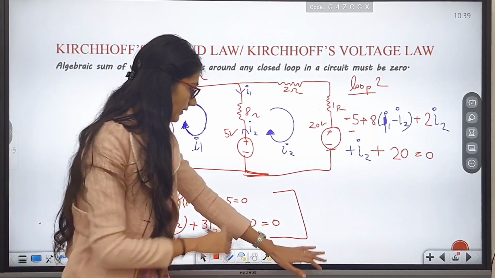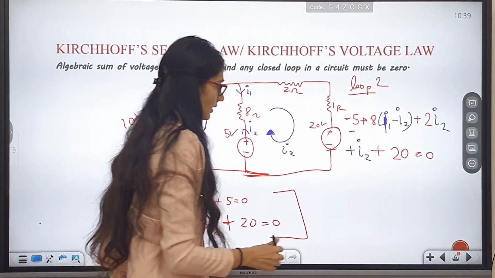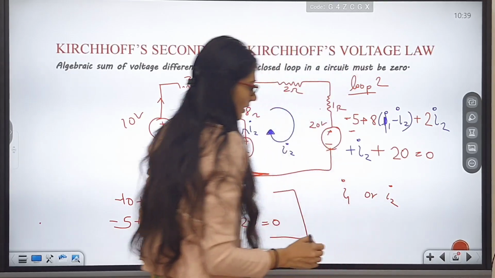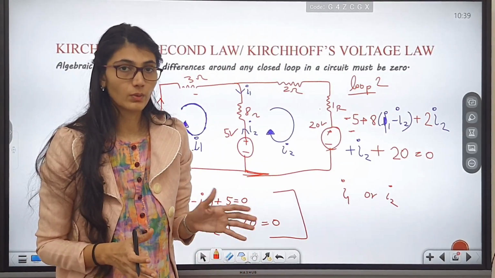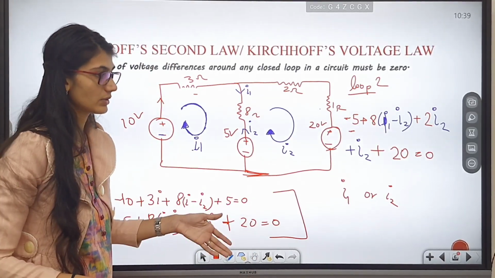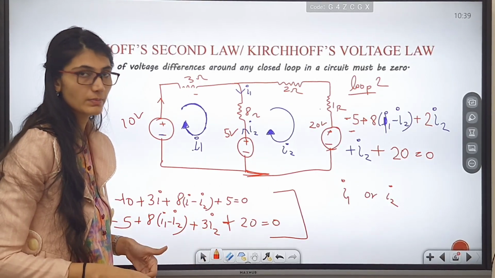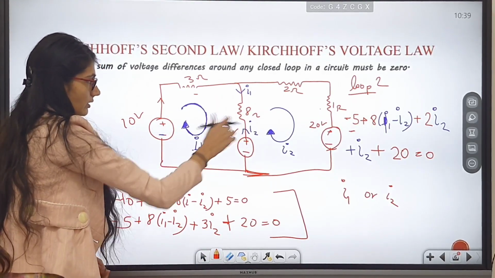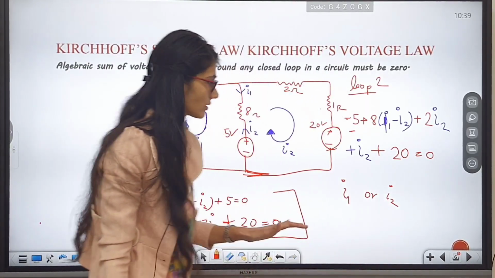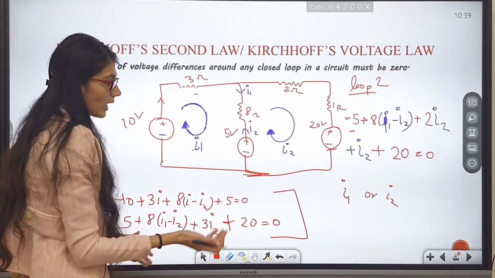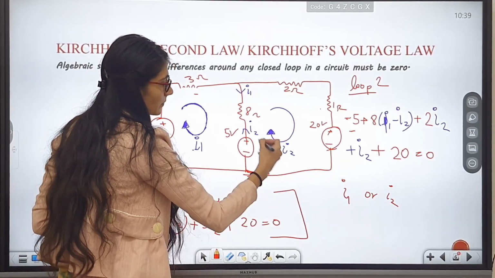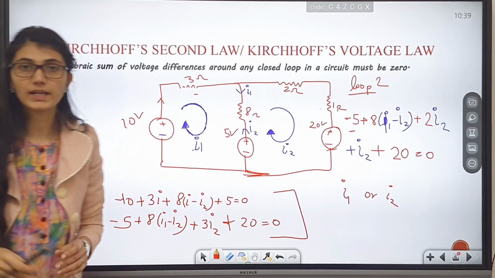Now, after solving this, if you find I1 or I2 to be negative, it means you were taking the direction in a wrong way. If they're giving positive results, like I1 is something like 3 ampere and I2 is 5 ampere, it means you have taken the right direction. The current is flowing like this. But if I1 and I2 come out negative, it just means your answers are right, but you have taken the wrong direction. So instead of taking clockwise, you have to just reverse the direction and take it as anti-clockwise.